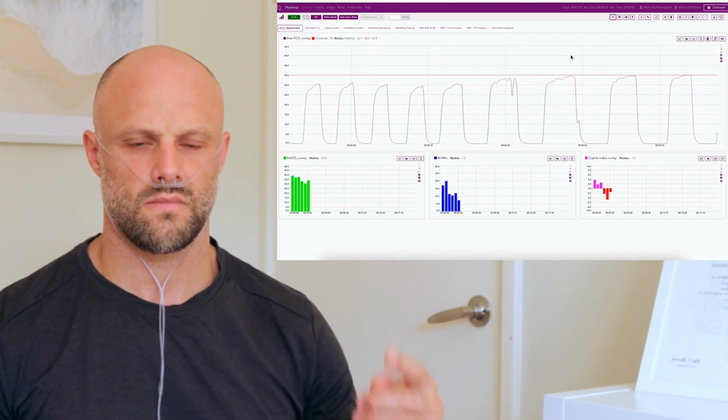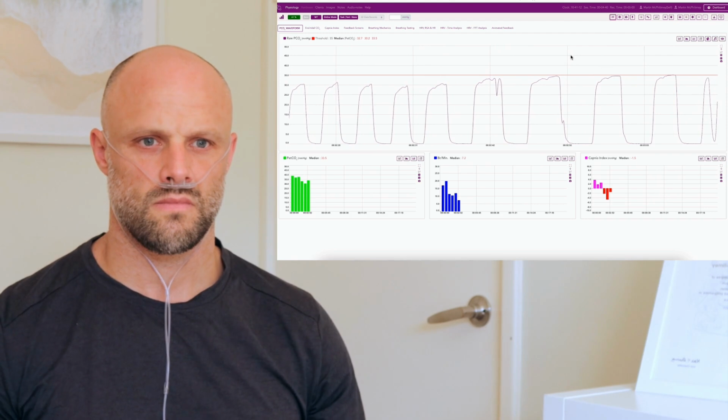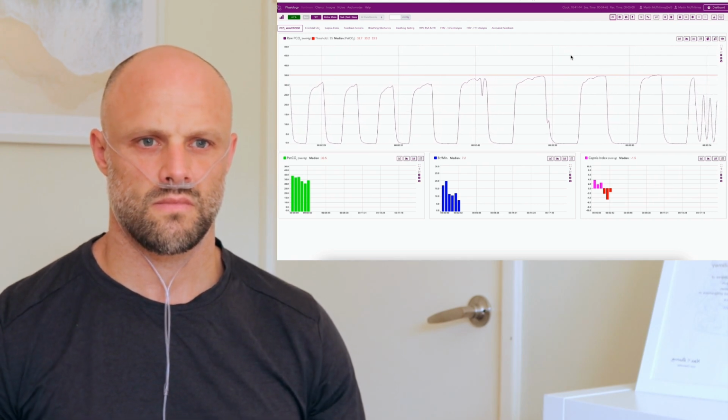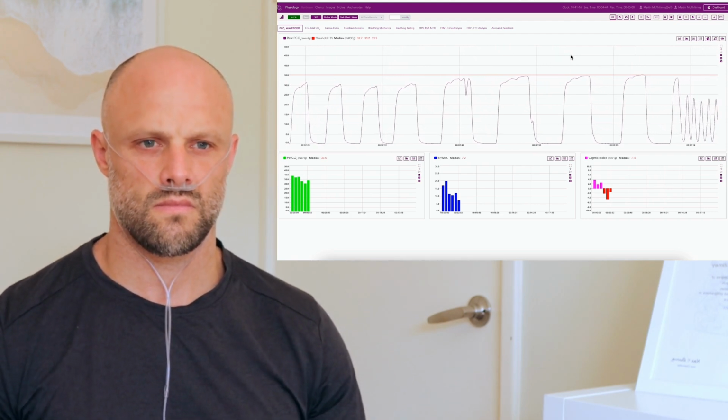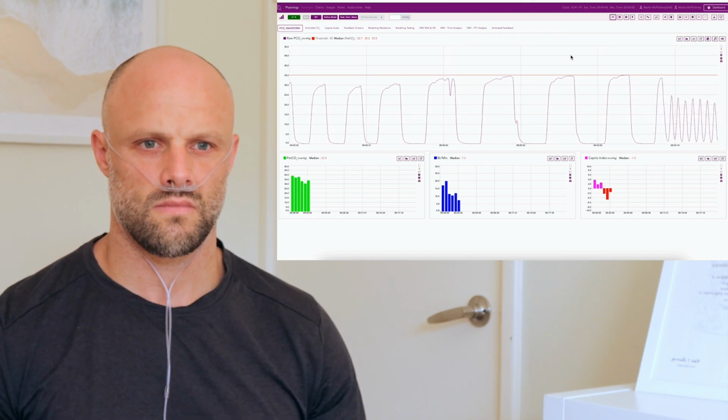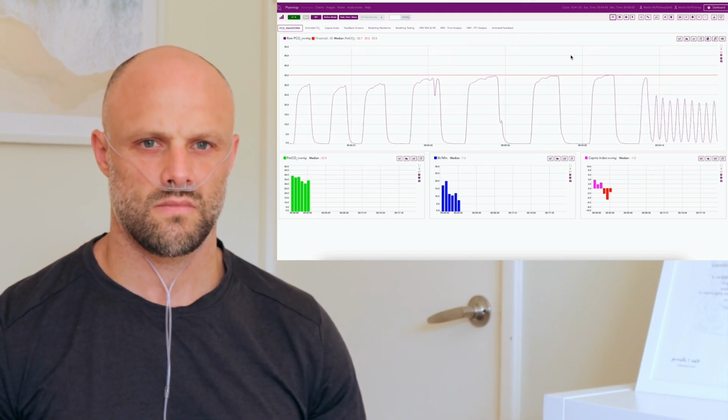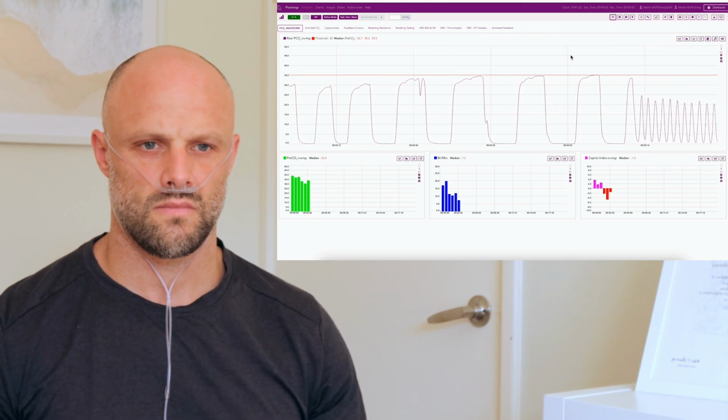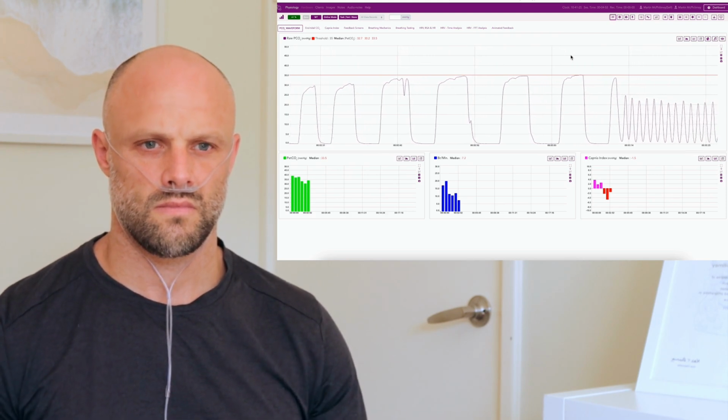And here we go. Straight away, we are dropping down to around about below 25 millimeters of mercury. So severe hypocapnia from doing sharp, fast inhales. Again, getting lightheaded, getting a bit of brain fog, blurred vision.